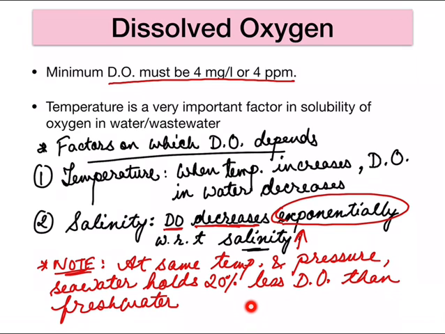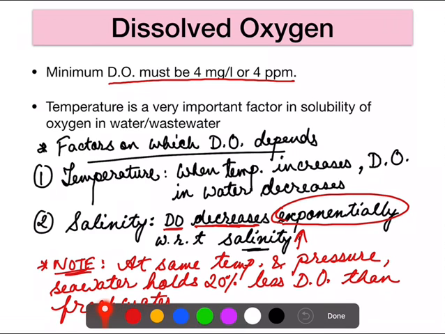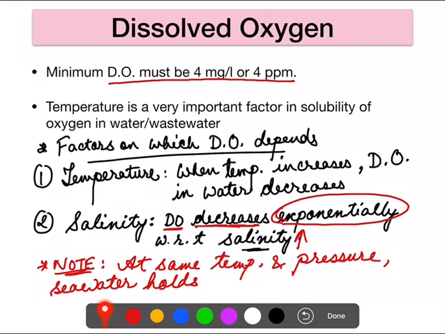So temperature is the first important factor, and second is salinity, and third is pressure. Let me clear this part. Third is your pressure. Just a moment.